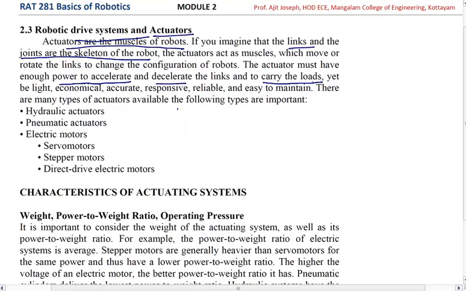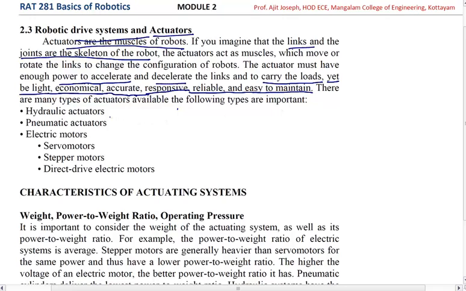At the same time, it should not be very heavy. That means it should be light, and should not be very costly, that is, economical. It should be accurate, so that we are able to move it and place things very accurately. And then responsive. Responsive means whenever we give a command, the actuator system should be able to do it very quickly. At the same time, it should be reliable and very easy to maintain.